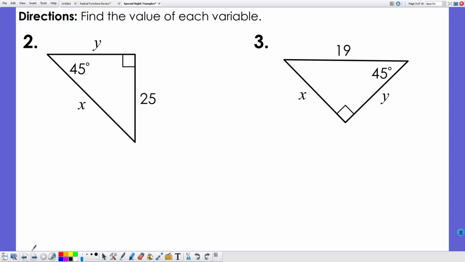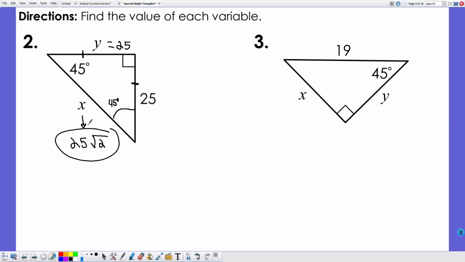So let's go through another one. Find the value of each variable again. 45-degree angle here, 45-degree angle here. That means these two sides have the same length, so y is going to be 25. x is our hypotenuse, therefore x is the length of the side times the square root of 2. So it's 25 times the square root of 2. We're not going to bother multiplying 25 times the square root of 2 because you'll just get a super long decimal. It's much simpler to write it like that.